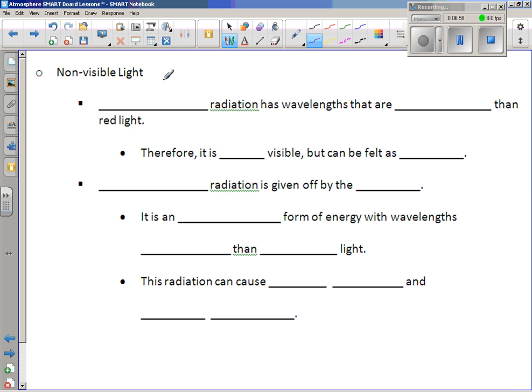Okay, so infrared radiation has wavelengths that are longer than red light. So you can think about it. Infrared, it has that red part. You know, oh, this is going to be longer than red. Okay, it's on that end. So therefore, it is not visible. But it can be felt as heat.